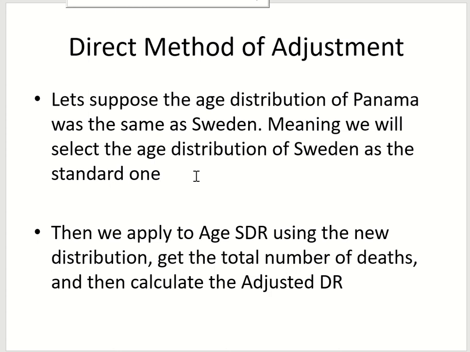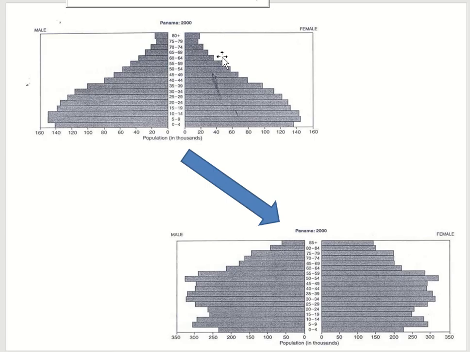If you did not understand, that's fine. We're going to look at the example. Here we're going to consider Sweden to be the model age distribution, and we're going to squeeze the age shape of Panama so that it looks like that of Sweden. Once we do that, we recalculate the number of deaths and the death rate. Basically, we're taking Panama and forcing Panama to look like Sweden.